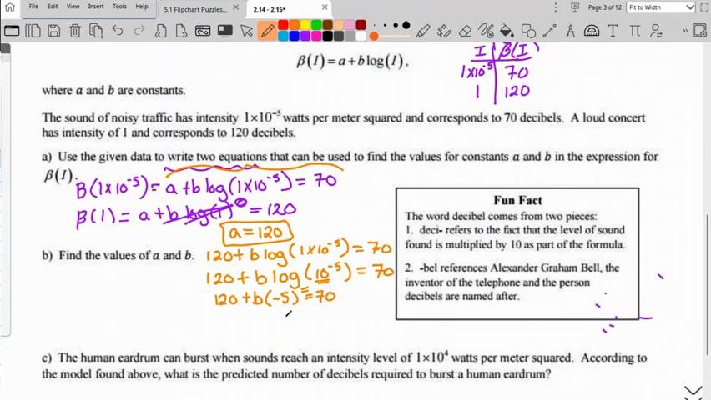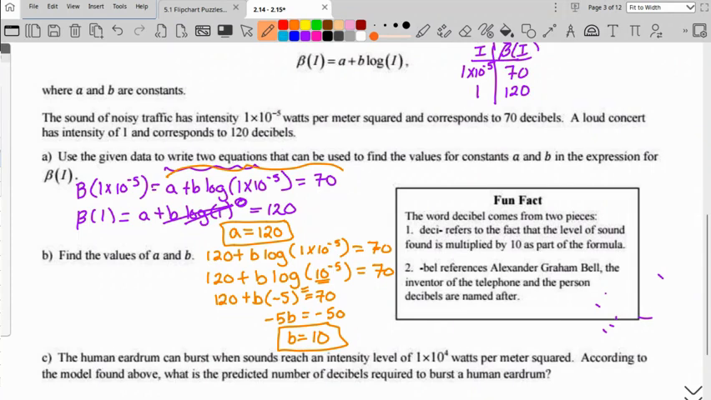So if I subtract 120 from both sides, that gives me negative 5b is negative 50. If I divide both sides by negative 5, that gives me b equals positive 10. B equals positive 10. So we found A and B.